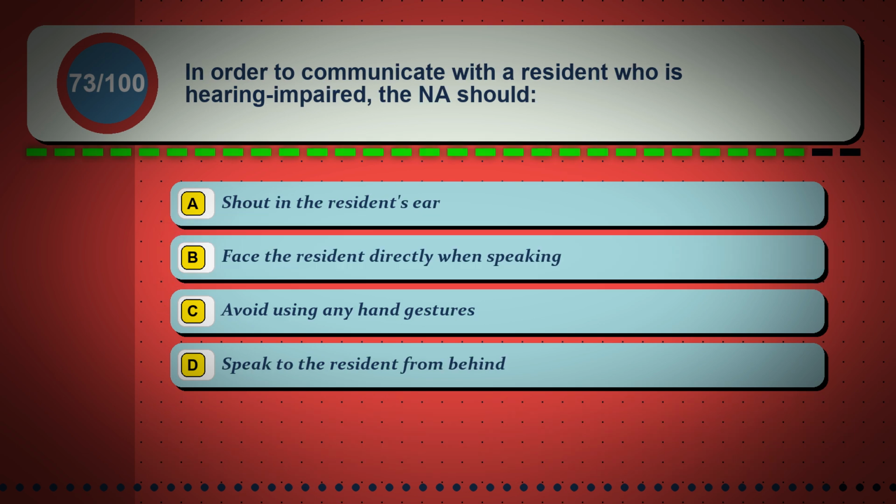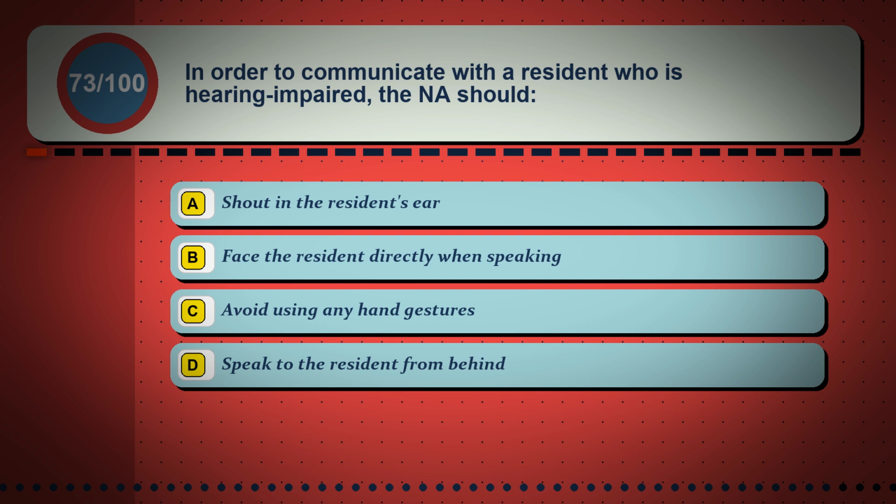Question 73. In order to communicate with a resident who is hearing impaired, the NA should: Option A, shout in the resident's ear. Option B, face the resident directly when speaking. Option C, avoid using any hand gestures. Option D, speak to the resident from behind.